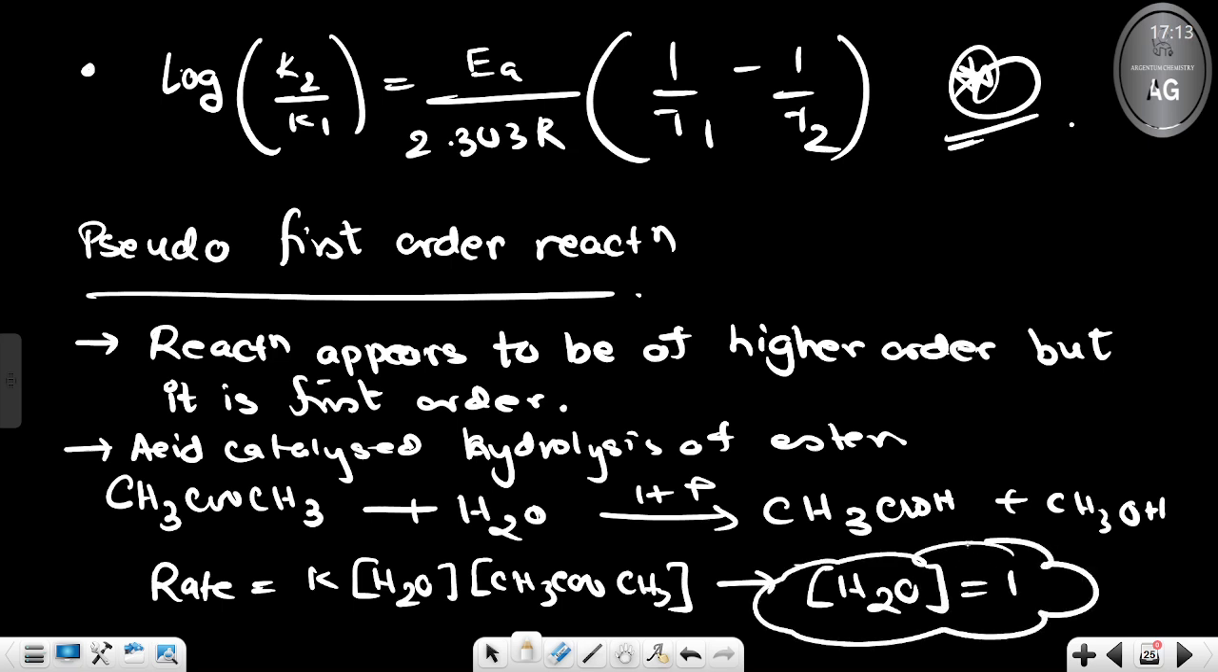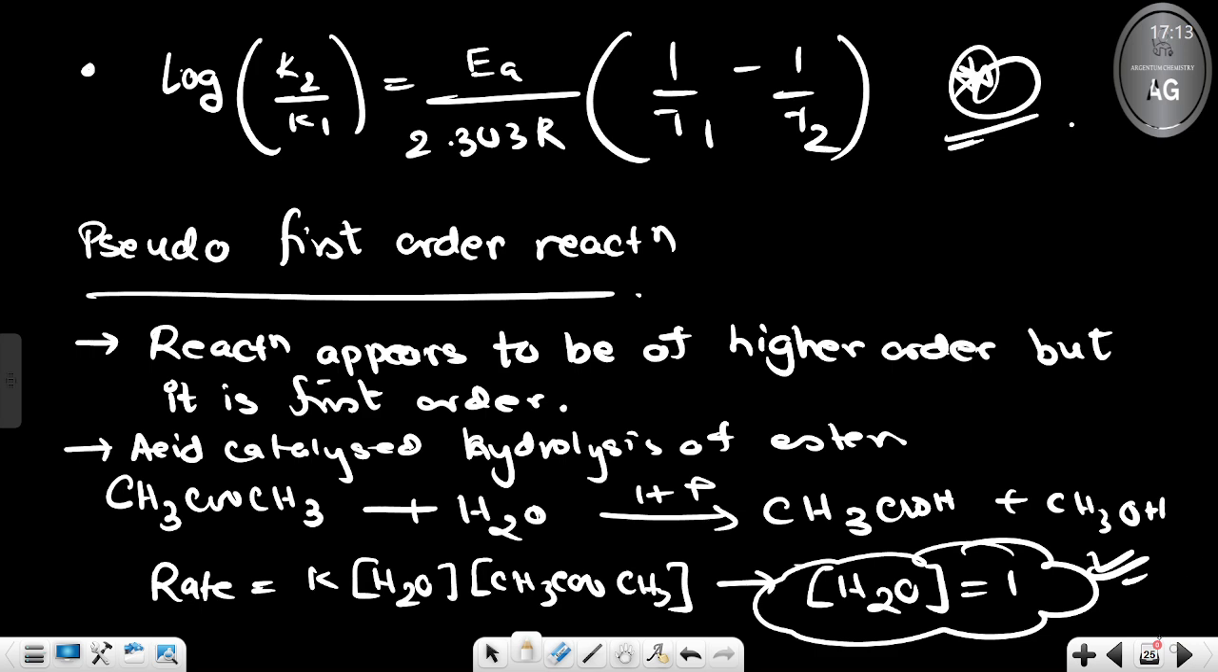Very, very important. This we have taken also in class 11 chemical equilibrium. Then water's concentration is taken to be 1. So since water's concentration is 1, the overall reaction's order becomes 1 and not 2. Clear? So the reaction appears to be of higher order, but actually it is a first order reaction. Okay.